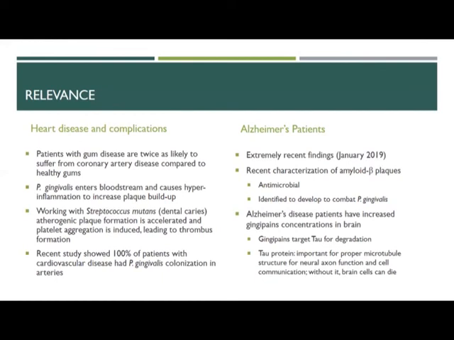And the gingipain, this protease as mentioned earlier, is actually targeting the tau protein to degrade it. And the tau protein is really important for proper microtubule structure, for the neural axon function, and cell communication. And so without it, brain cells are going to die. And it was known for a while now that the tau protein in Alzheimer's patients was bad. They knew that there was something wrong with it, and that was causing a lot of the symptoms and problems with these patients, but they never knew what was causing it to be bad. So now with this research, it's kind of pointing towards P. gingivalis. So I just thought that was really interesting, showing this recent research about P. gingivalis.